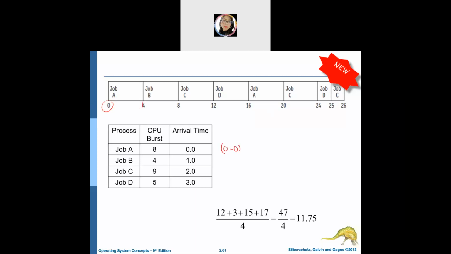After that, you stop at 4 and you need to wait until 16. Then you start. So 16 minus 4, you're going to get 12. Because this is the duration of the waiting time for job A.